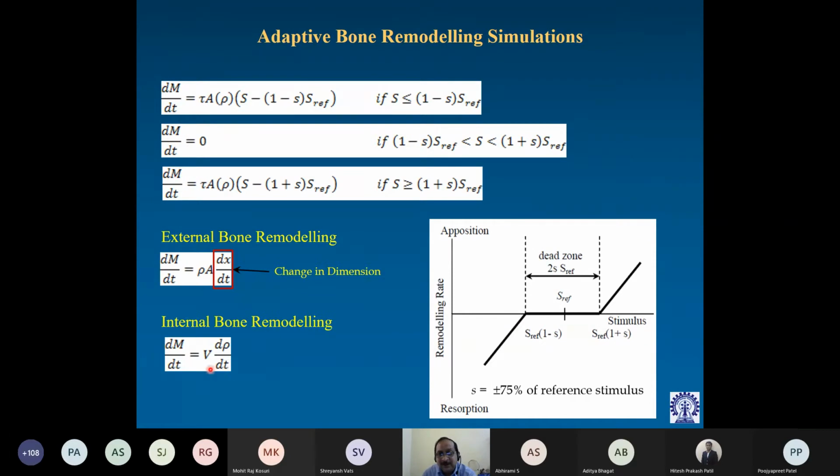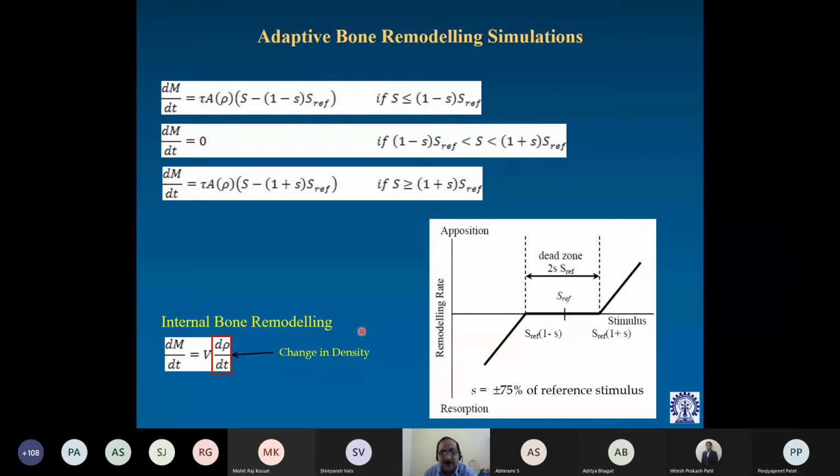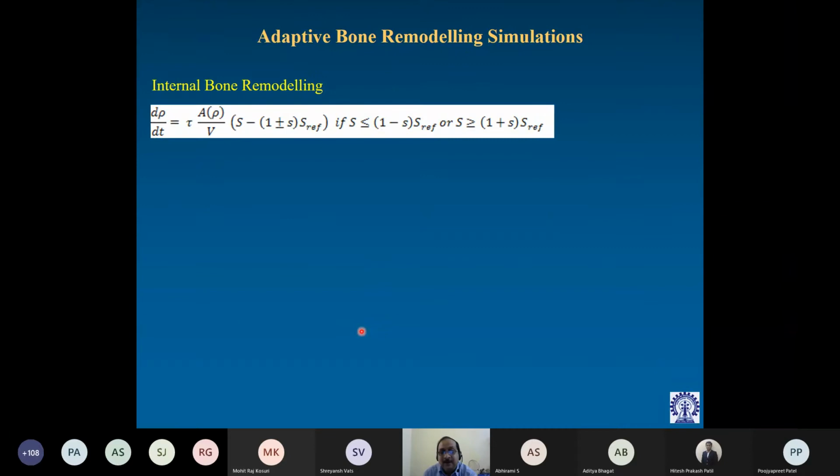And internal bone remodeling is basically change in the apparent density of the bone, assuming the bone volume remains constant. So if V is constant, then d rho/dt is the change in apparent density that triggers change in the bone mass. So this is change in density. So for the internal bone remodeling case, the equation transforms into d rho/dt. Okay? And of course, you can see these terms which have been discussed earlier. I have assembled it in plus minus form, so we can express it like that.